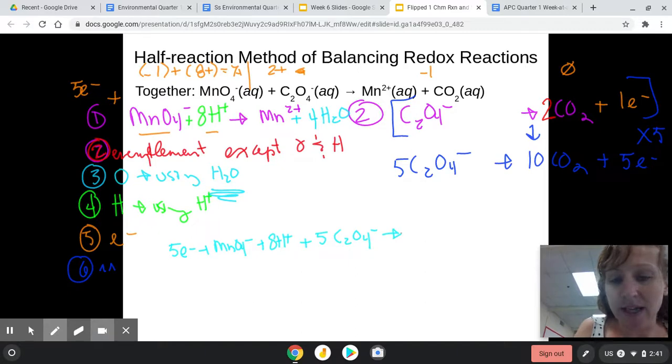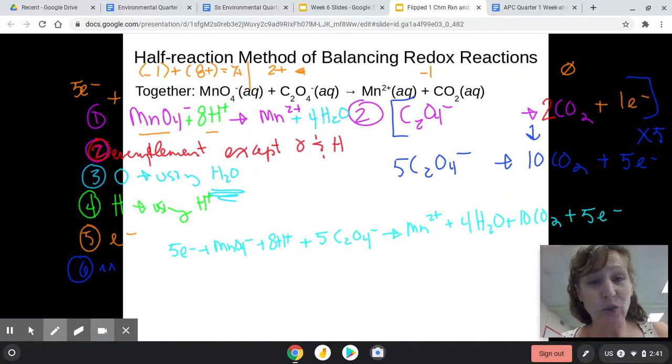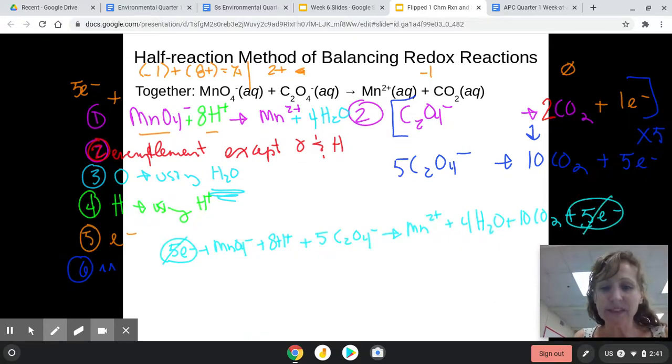And on the product side, I have Mn2 plus, 4H2O plus 10 CO2 plus 5 e minus. Now I need to go through and eliminate things that appear on both sides, like 5 electrons, and nothing else. Everything else is unique.